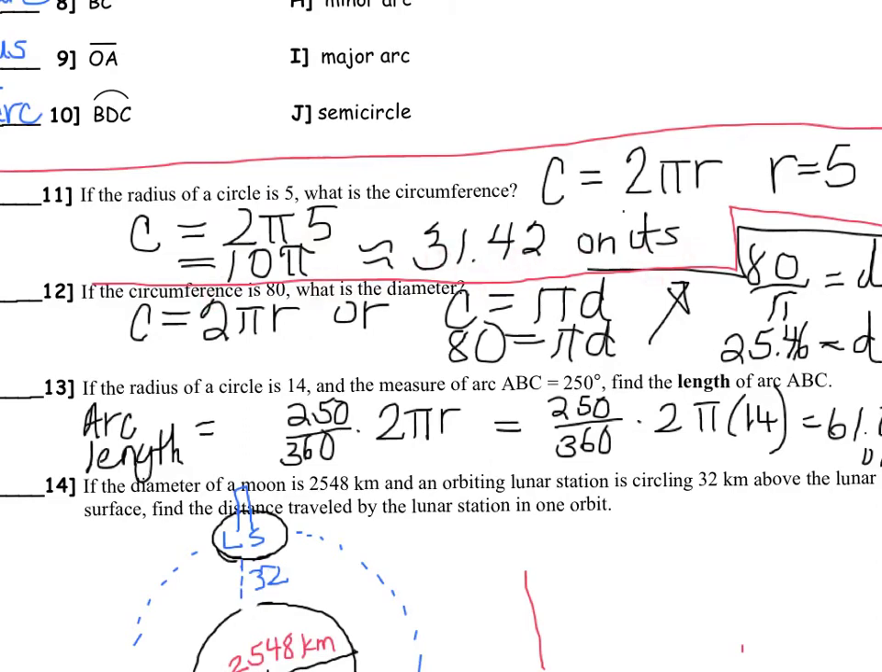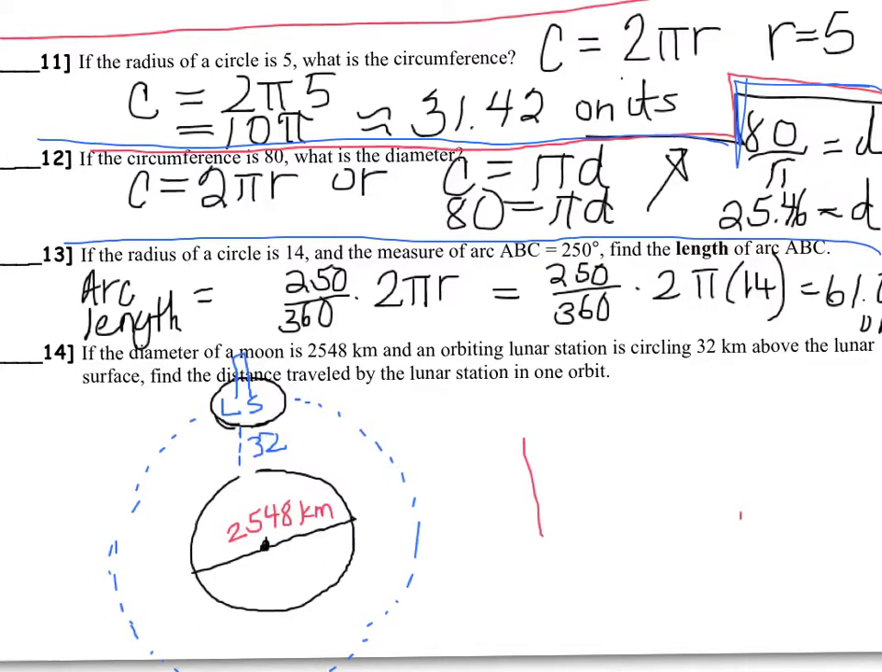Question number 12. So now we are looking at blue. Question number 12, and here it is. All right, it says, if circumference is 80, what is the diameter? Well, circumference is 80. What's the diameter? Start off with the formula C equals pi d. Plug in what you know, and then solve for D. D equals 25.46. And again, you can put units.